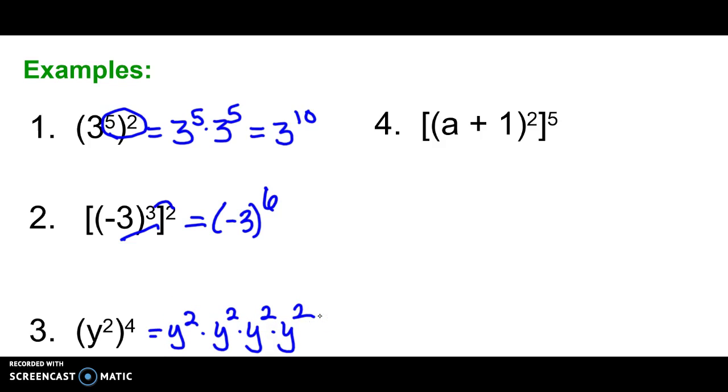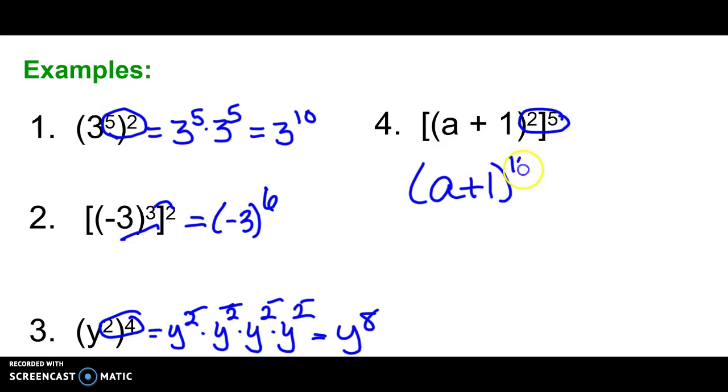Or y to the 2nd power raised to the 4th power is y to the 2 times 4, or y to the 8th power. Number 4, my base is just a little unusual. It's a plus 1, and I'm squaring that and then raising it to the 5th power. So it's like I'm squaring it and then multiplying that by itself 5 times. So I'm going to multiply the exponents. My base is a plus 1, and that's going to be to the 10th power.